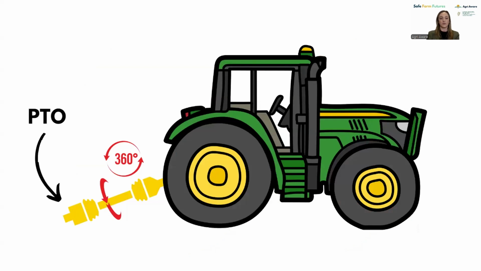The PTO stands for power takeoff, and it is used to transfer power between the tractor and a machine. So the PTO can be connected to different types of machinery, such as a slurry tanker, baler, fertilizer spreader, and it makes the machinery move to carry out its required job. PTOs spin at 360 degrees at very, very fast speeds, so they are extremely dangerous. Every PTO should have a PTO cover on it to prevent injury, but you should never touch a PTO, even if there is a cover on it.